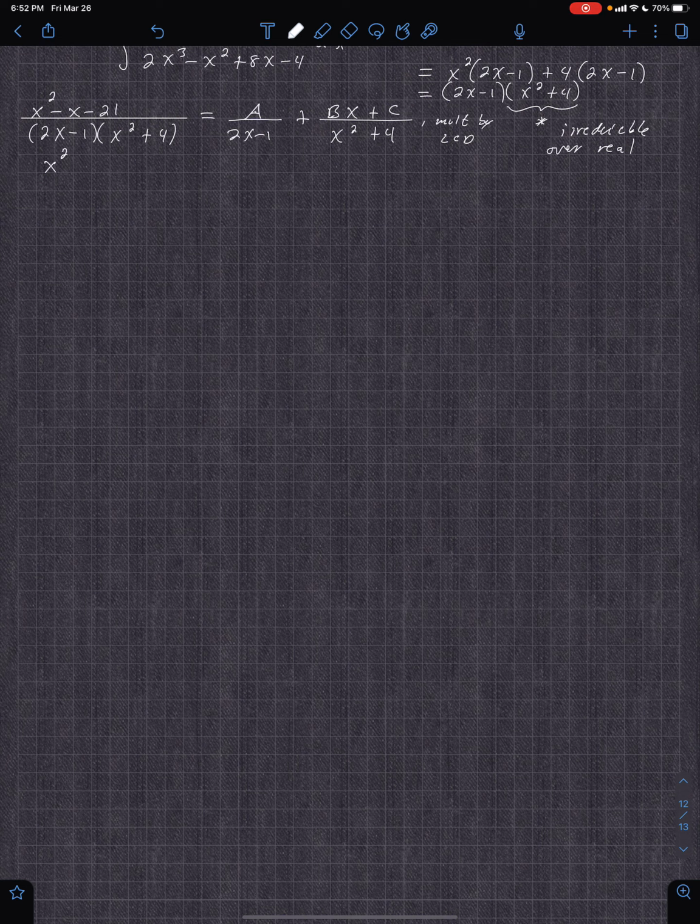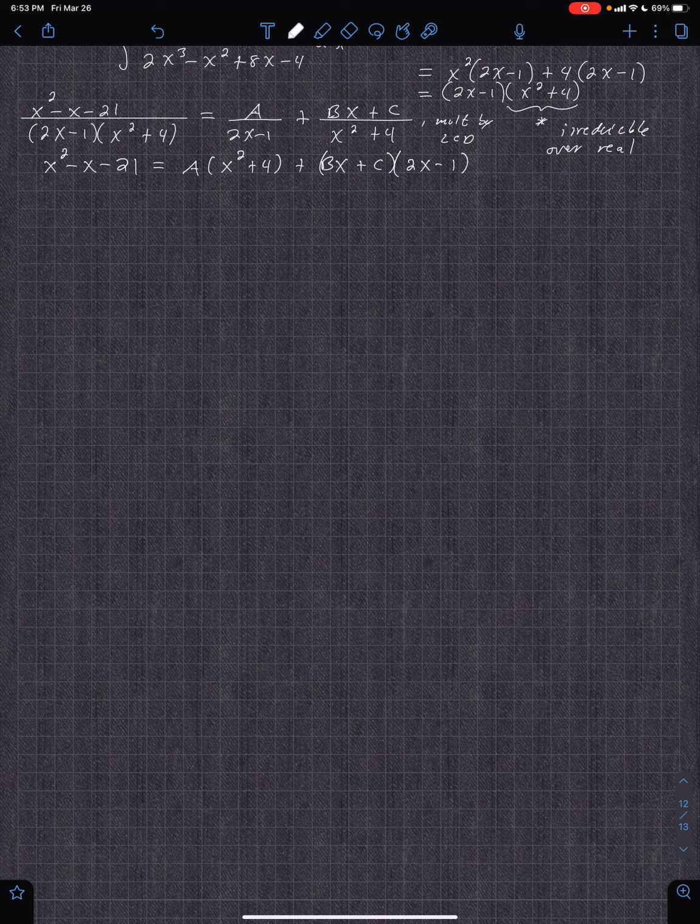x squared minus x minus 21 equal to a times x squared plus 4, and then that cancels, and then plus bx plus c times your 2x minus 1. And then we need to solve that.